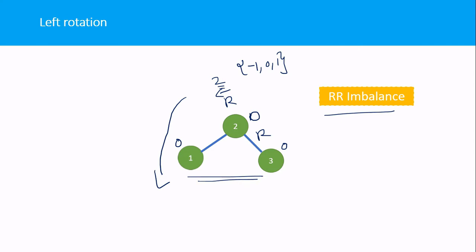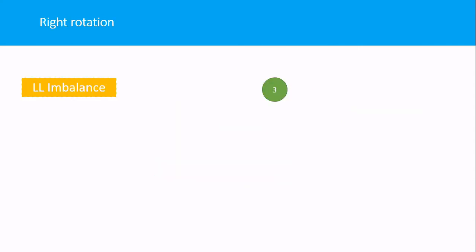Now the right rotation. Suppose the root node is 3, and if you insert a node 2, it will be inserted as a left child of node 3, and if you insert a node 1, it will be inserted as a left child of node 2. Now consider here the balance factor is 0, here the balance factor is -1, and here the balance factor is -2. You can write it as +2 also, no issue. +1 or +2 also, it doesn't matter. But here the value of the balance factor is 2.